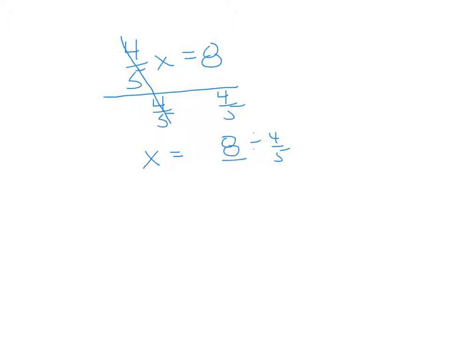Remember, whenever you divide with fractions, you always change it to a multiplication problem and flip the second number. So if I wanted to find the answer for that, I'm going to go 8 over 1 times, instead of 4/5, it would be 5/4. And then I could go through and multiply across. 8 times 5 gives me 40. 1 times 4 gives me 4, for a final answer of 10. So I know that x is equal to 10.